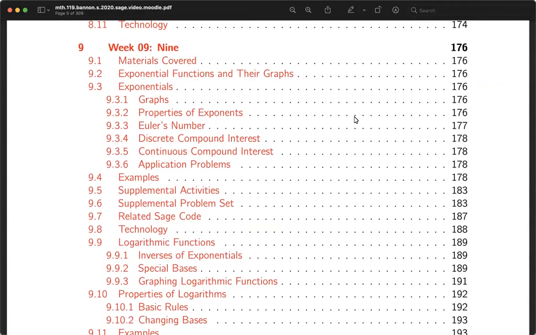Okay, we're in week 9. I just want to go through the table of contents. We're going to be covering exponential functions and their graphs in this lecture.